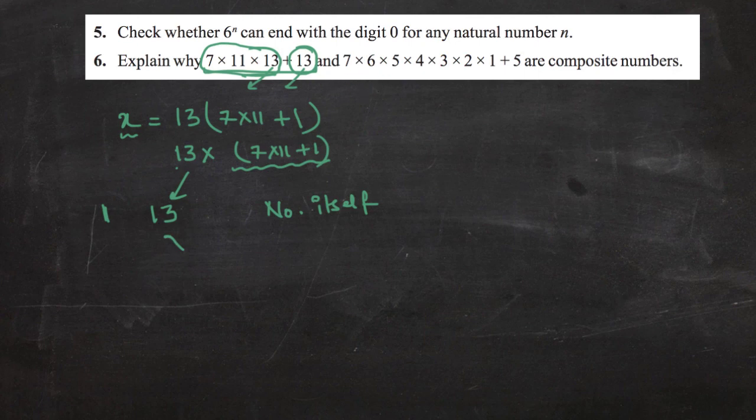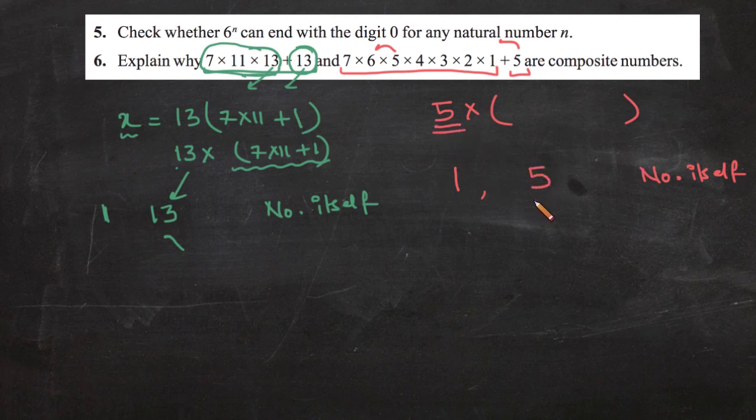Similarly, we can do the same thing for this number. It has again two terms, first term and the second term. 5 is the common value, so we can pull out 5. So this would be 5 times some value. Now 1 would be a factor for sure. The number itself would be the second factor, and other than these two, we have 5 as one more factor. So it has more than two factors, so this number also became composite. So I hope the explanation for the second question is also clear.